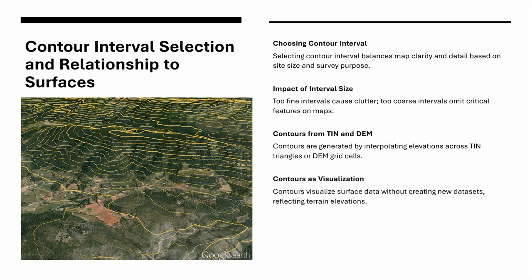Conceptually, contours sit between TINs and DEMs. From a TIN, contours are generated by interpolating across the triangles. Each triangle is sliced at regular elevations, and the slices are then connected into smooth lines. Contours from a DEM are generated by interpolating across grid cells, producing lines that approximate equal elevations.